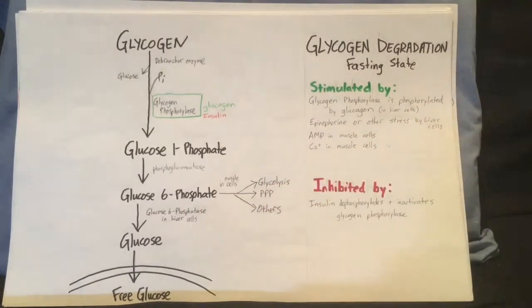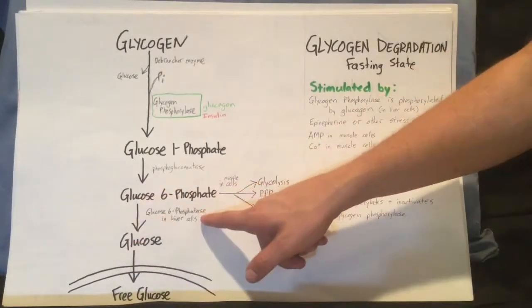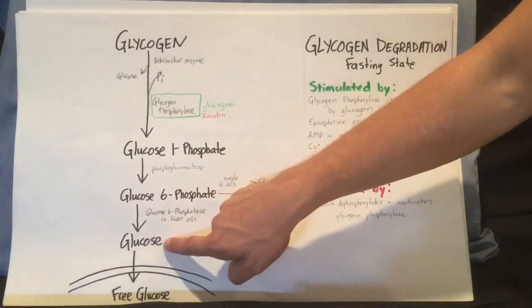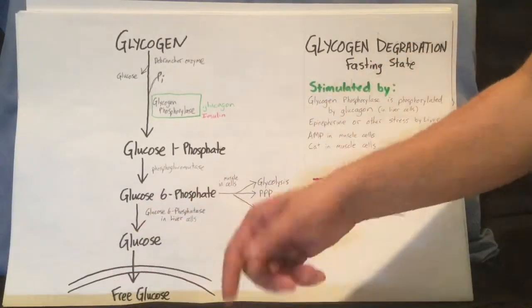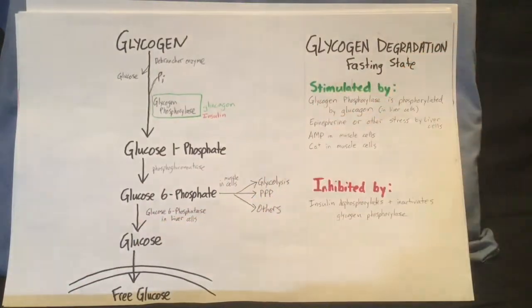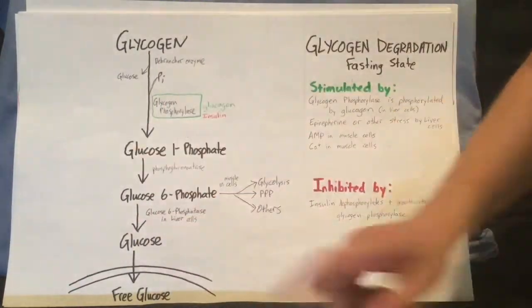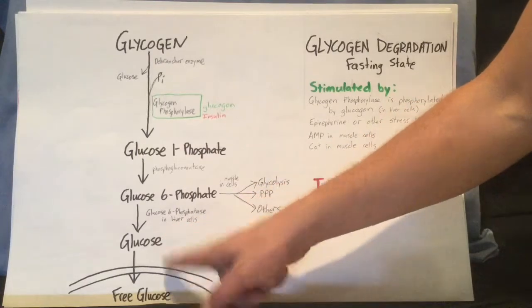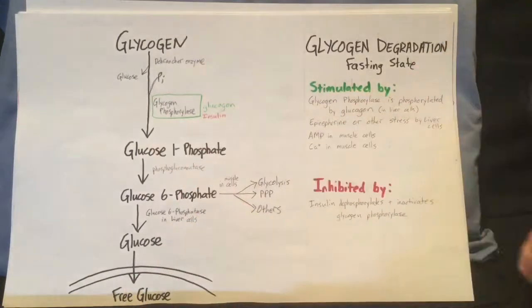Now, in the liver, glucose 6-phosphate is going to be made into free glucose, which will then go into the blood to supply the other cells. Now, in muscle cells, we're just staying at the glucose 6-phosphate and then using it for all these other things. But in the liver, we want to get the glucose out into the blood, so it's going to convert it to the free glucose, which can leave the cell into the bloodstream for the body to use.